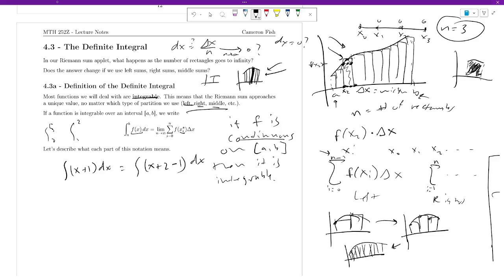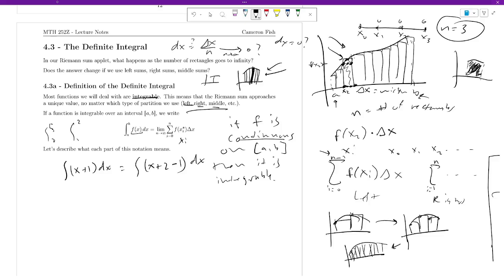Because it doesn't matter which you choose, if it's integrable, this star is not committing to which point you're taking. You don't have to worry about it. We can always just use regular xi like we were doing before.